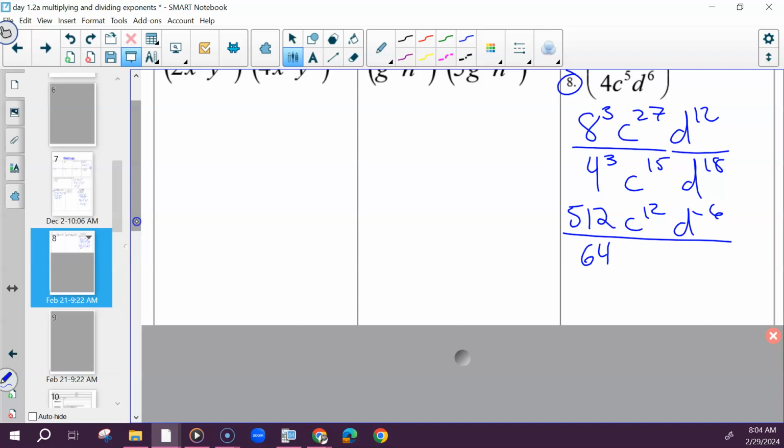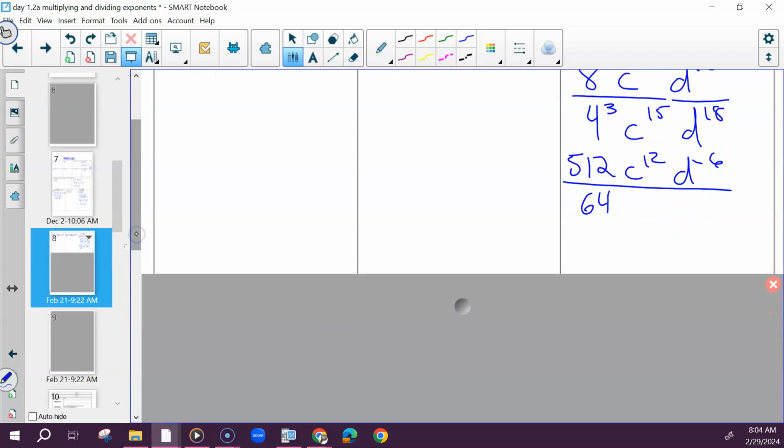So we need to figure out if 512 over 64 can be simplified, or can give us a whole number, and we also need to move the d down. If you divide it, you just get 8. Is that what you do? So then 8c to the 12th, d would be in the denominator. So you move d back down.